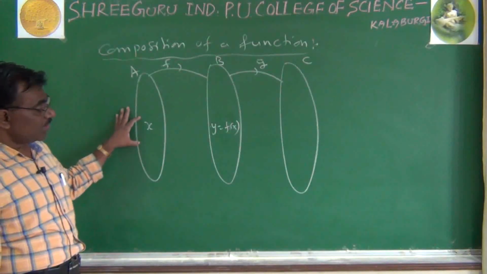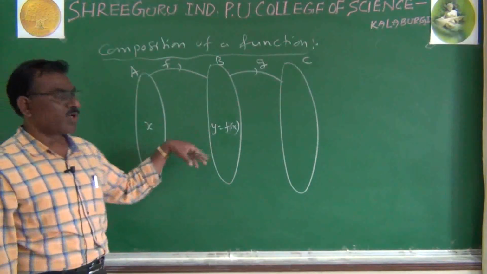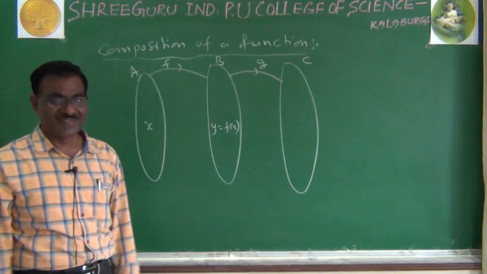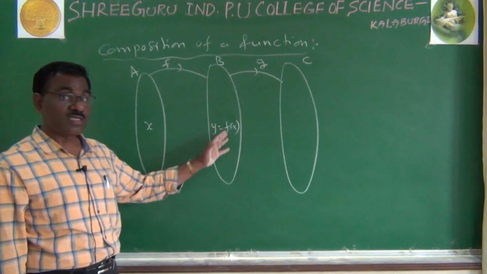This is a function of x, and next, the function y I am taking. y is f of x. Even y is also a function of x. This is a function of x. This is also a function of x. Then what is this? y equal to f of x.